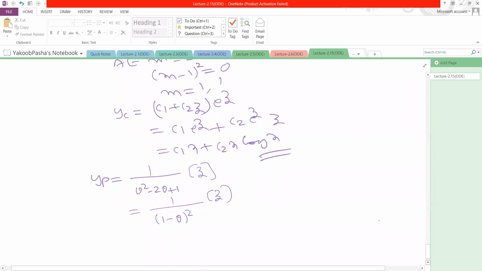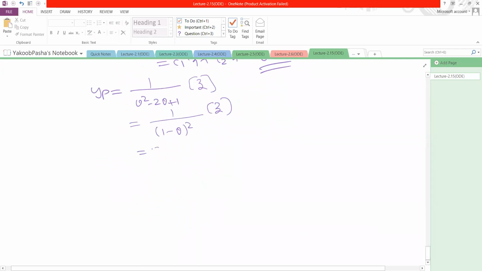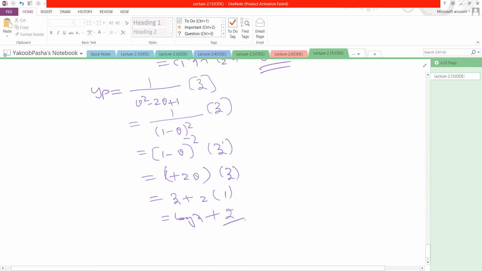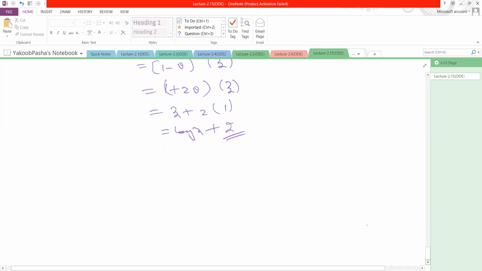Now this is equal to, we can take this term into numerator, (1 minus theta) whole power minus 2 of z. Now expand (1 minus theta) whole power minus 2 by binomial theorem, 1 plus 2 theta. Okay, 2 theta is enough. No need to take 3 theta square because it is of first degree into z. So this is equal to multiply with z plus 2 into differentiation of z. So z equal to log x plus 2 into 1 is 2. This is yp.